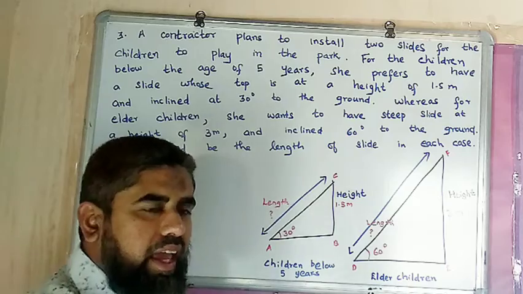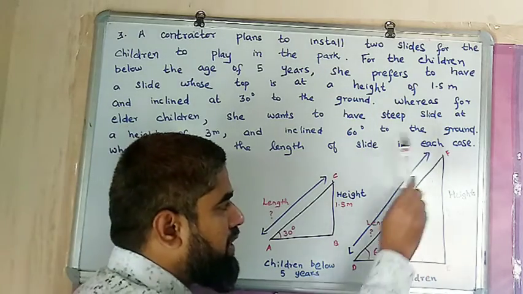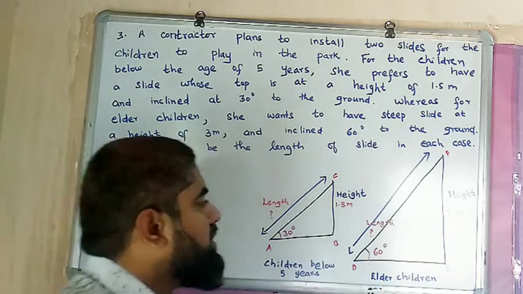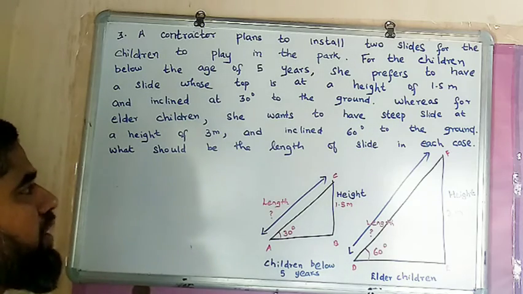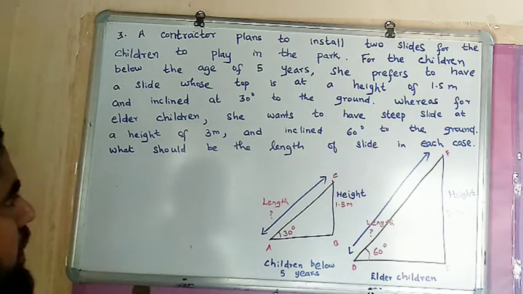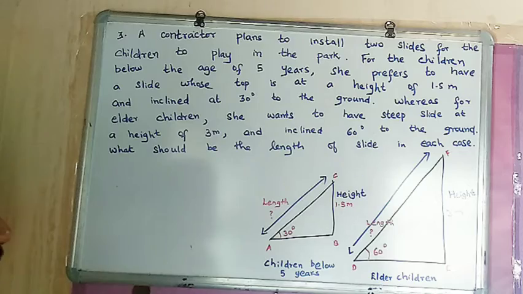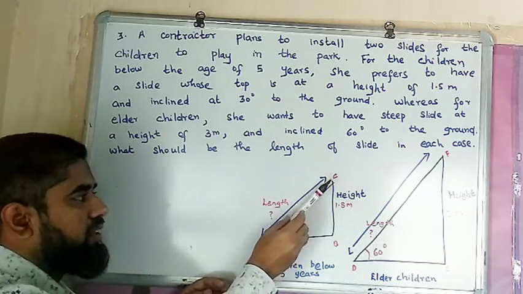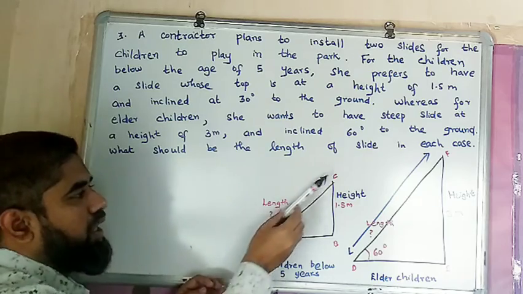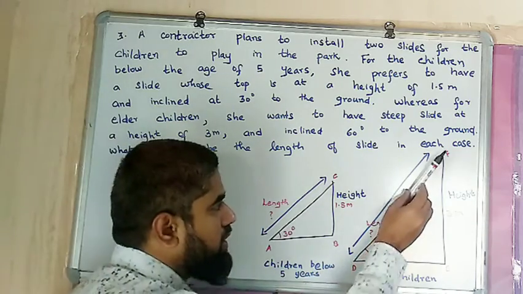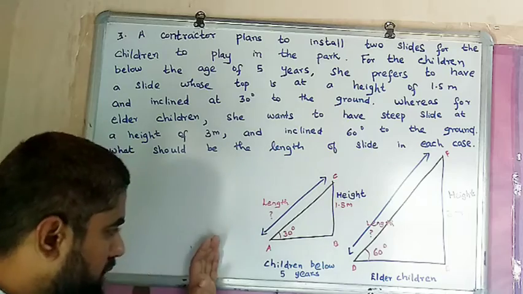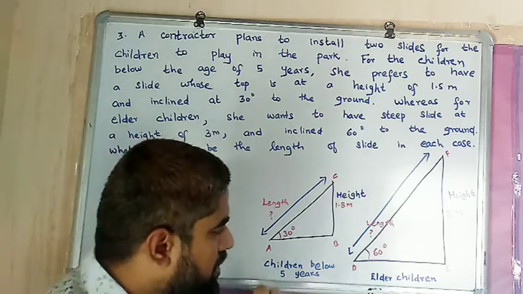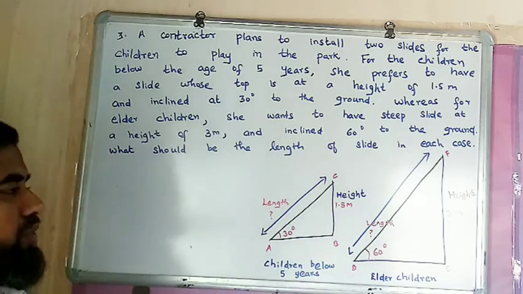Whereas for elder children, the height is 3 meter and it is inclined at 60 degrees. Okay. So in this they have asked what should be the length of the slide. So this distance they have asked. This is the length. Okay. So we have to measure this distance for children below 5 years and for elder children.